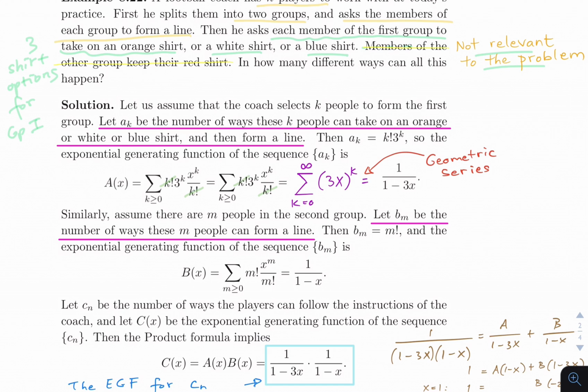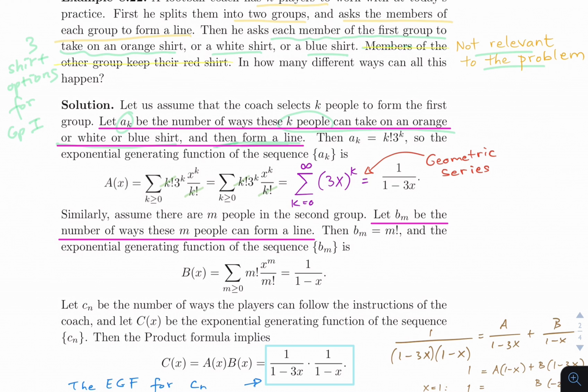All right, so let's say the coach selects K people to form the first group. So let A sub K be the number of ways that these K people can take an orange or white or blue shirt and then form a line.